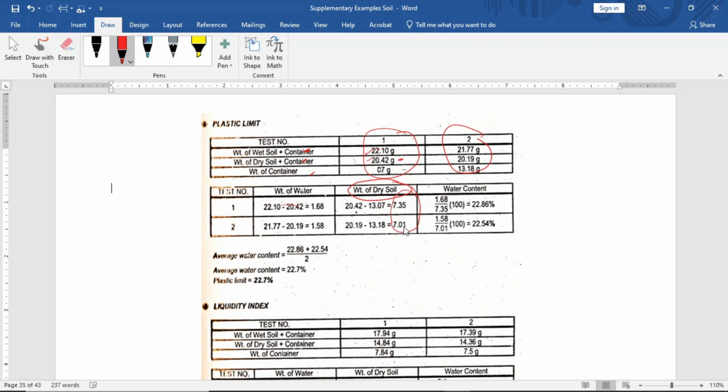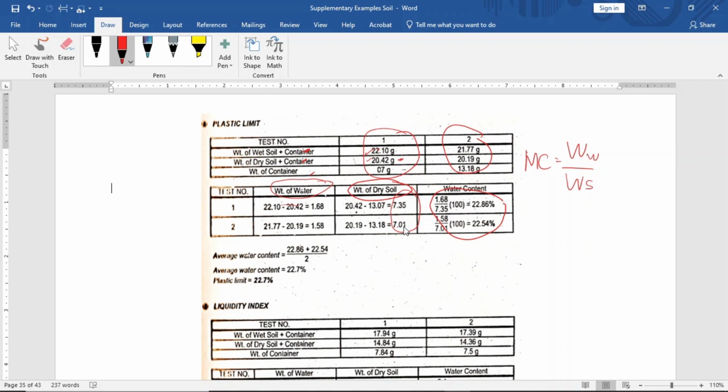Katulad ng kanina, ano ba ang formula sa moisture content? Moisture content is equal to weight of water all over weight of soil. Meron tayong weight of water, meron tayong weight of dry soil. So, 1.68 all over 7.35 times 100 para maging percent. Ito lang yung sagot natin.